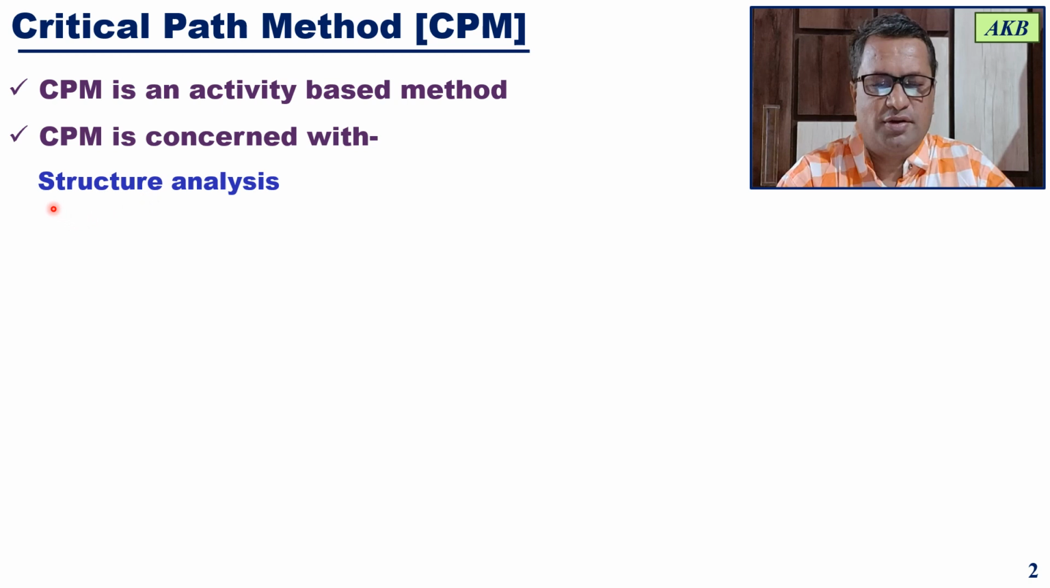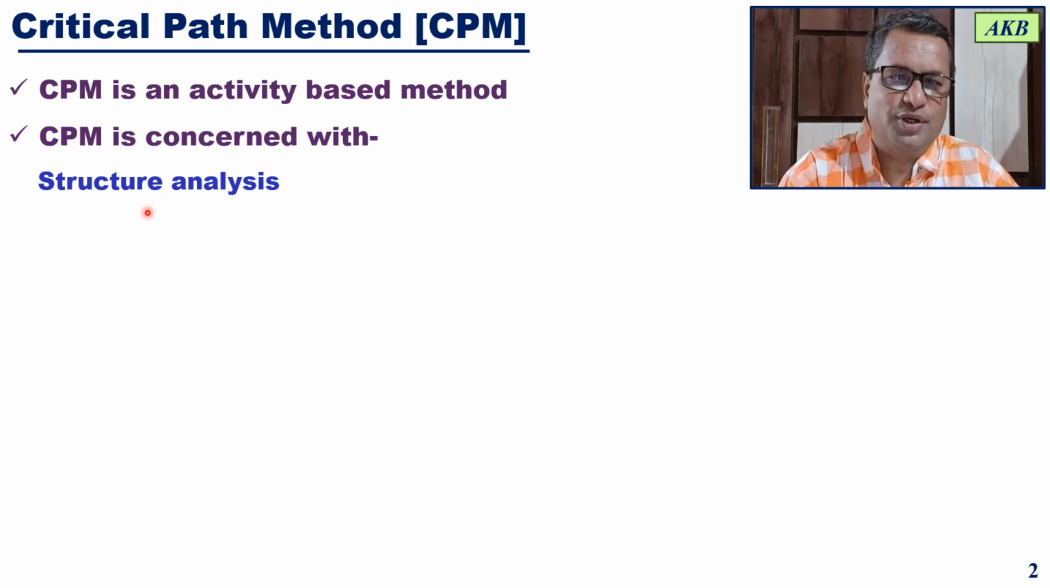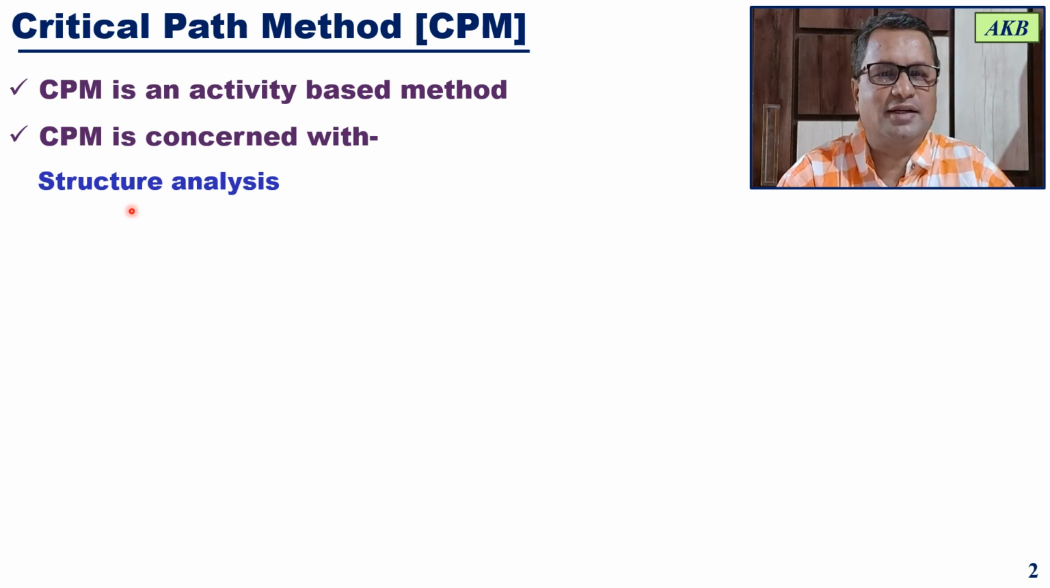One is there is structure analysis. There is analysis of the network structure. So when the network diagram is ready, we have to first draw the network diagram. For drawing the network diagram, we need a list of project activities. The list of project activities will be available to us through the technique of work breakdown structure. So based on project activities that are to be performed, a network diagram is drawn and then that network diagram is analyzed. So there are two basic things that are involved in critical path method.